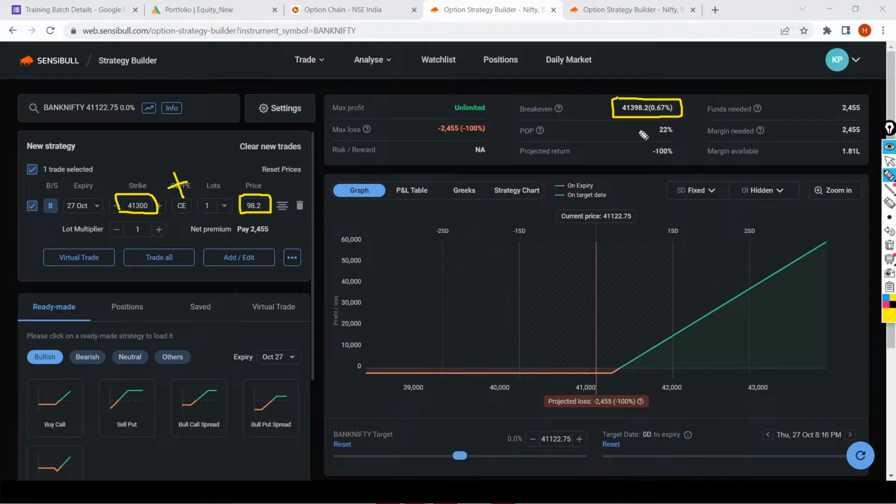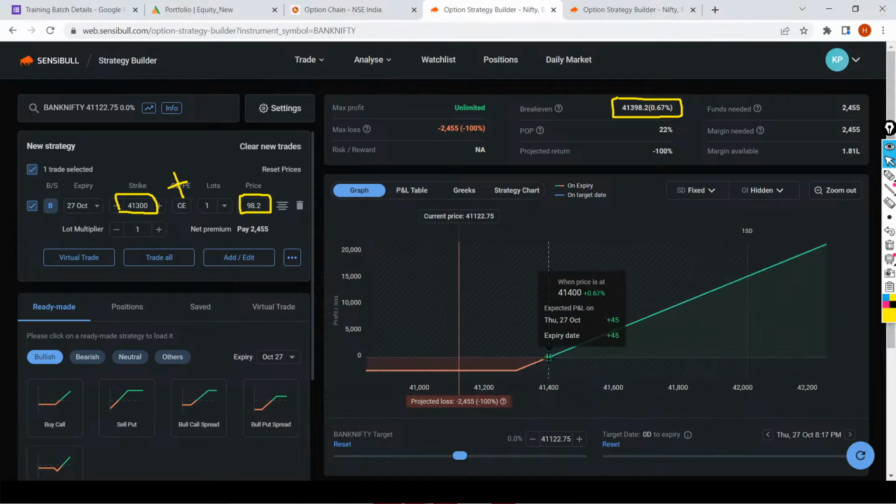So what does this break even indicate? Meaning, you will be getting into profit. Your profit will start only when the market reaches 41,398. That's what you see, this red color line is your loss area. The profit will start from something like 390. Let me zoom this so you'll be able to understand. So this is your break even, 41,398.